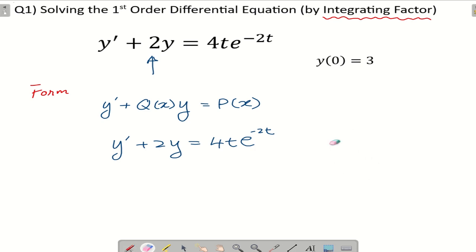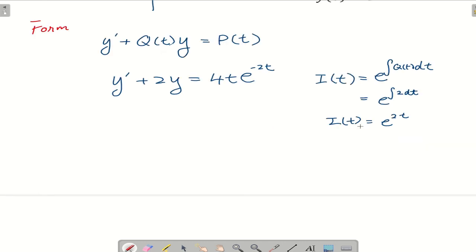Now we're using the integrating factor. A function of t, we call it I of t, is equal to e to the power of the integral of this q(x) dt, and of course here it is not q(x), it should be q(t), so I change it to t. In this case q(t) is equal to 2, so it is e to the power of the integral of 2 dt, so we have e to the 2t. This is called the integrating factor, and we multiply this factor into this equation here.